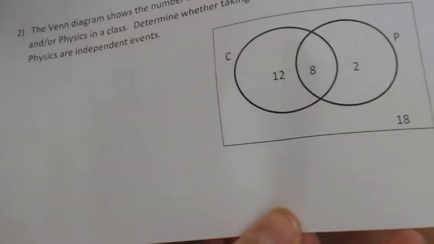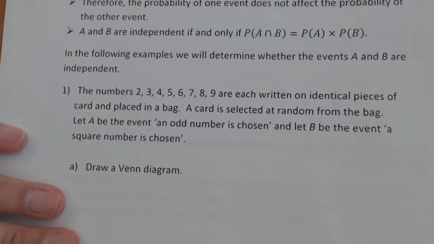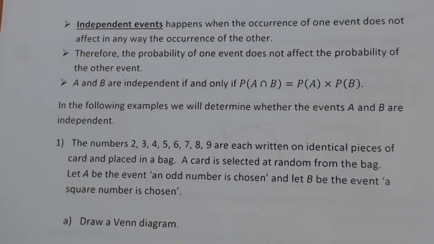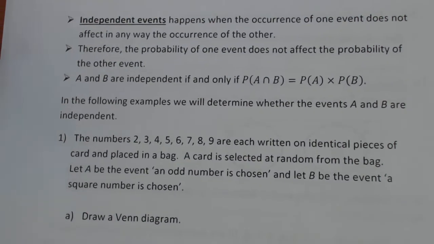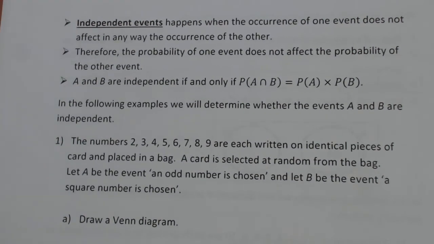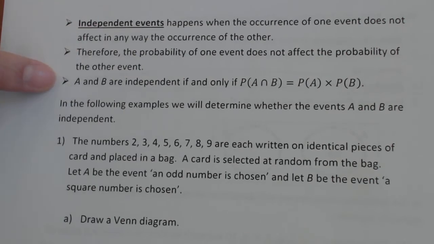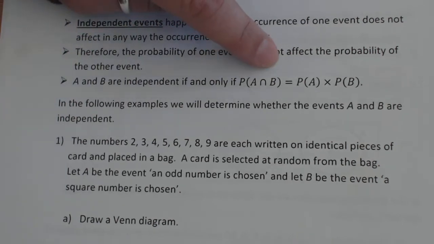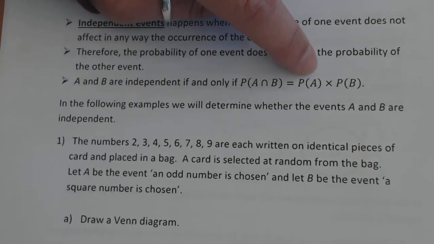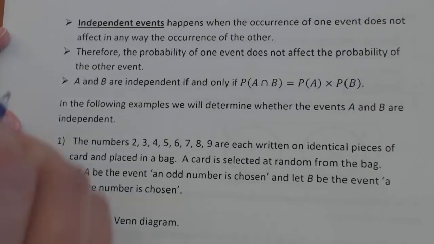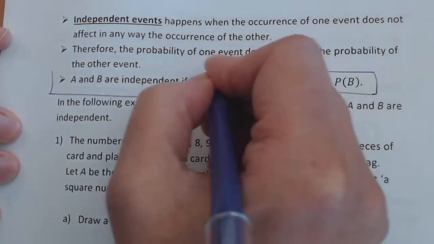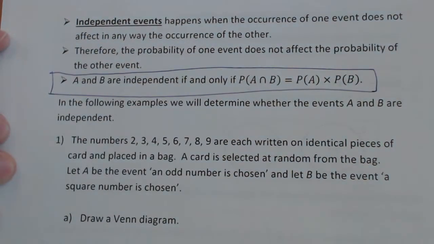Let's flip our paper over and let's go to independent events. Again, I start with the definition of independent events and then give you the rule. Independent events happen when the occurrence of one event does not affect in any way the occurrence of the other. Therefore, the probability of one event does not affect the probability of the other. Here's our rule. A and B are independent if and only if the probability of A and B happening equals the probability of A times the probability of B. This is what we're going to be using to check our examples to see if they're independent.